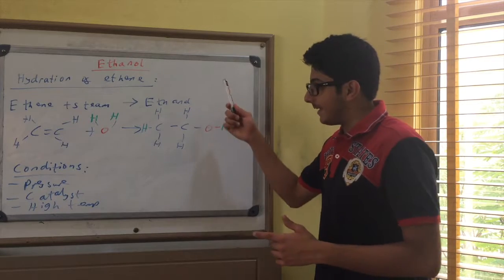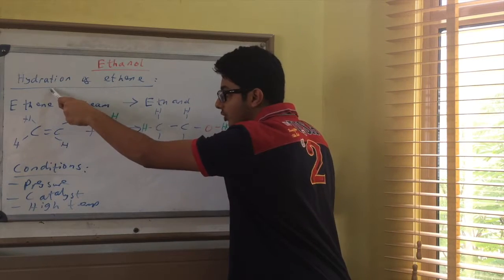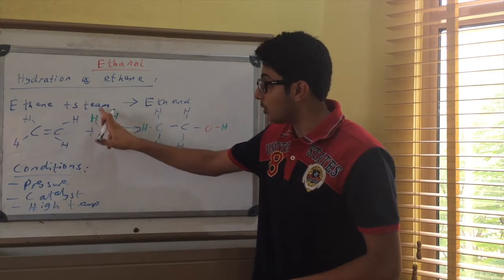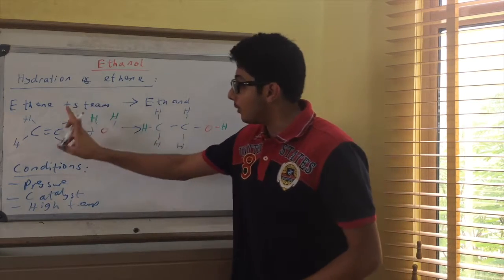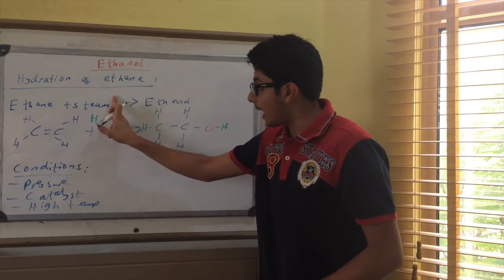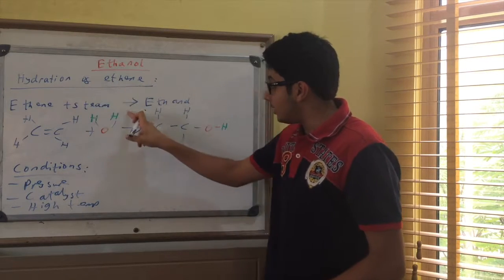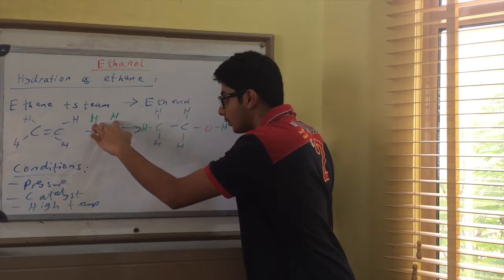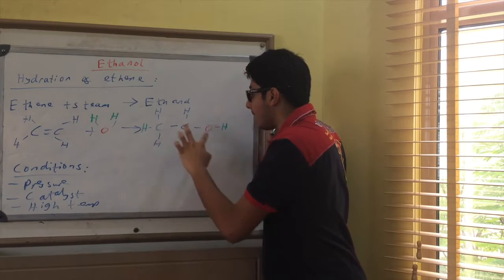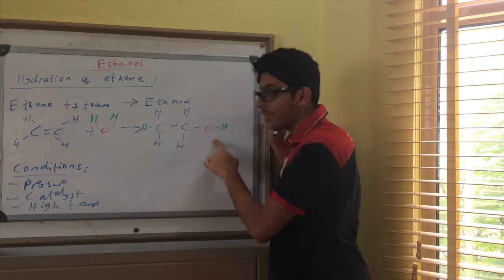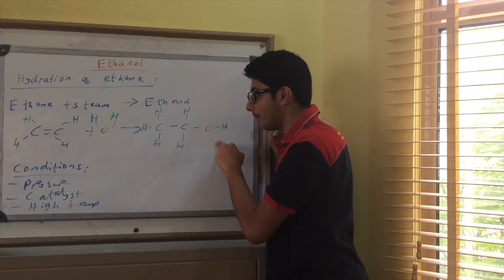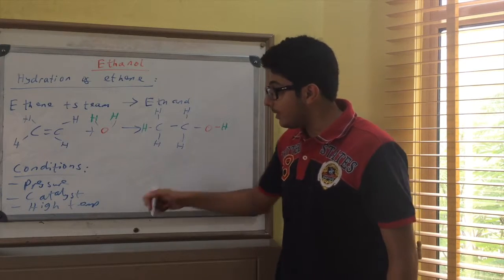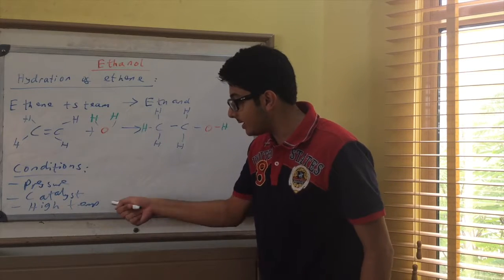So the hydration of ethene. Now look at the name, hydration. You should immediately know that water is involved. And it is involved, but in the form of steam. So you have ethene, then you add steam, react with steam to give you ethanol. And as you can see, the oxygen and the hydrogen from the water, or steam, has now bonded with the ethene to produce ethanol. What are the conditions you need for this reaction to occur? You need pressure, you need a catalyst, and you need a high temperature.